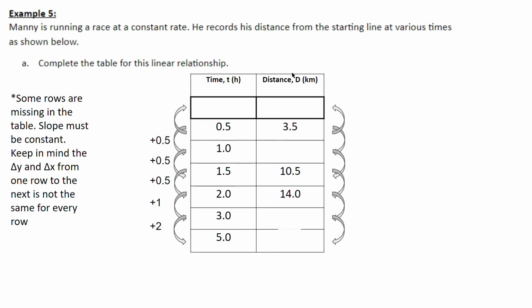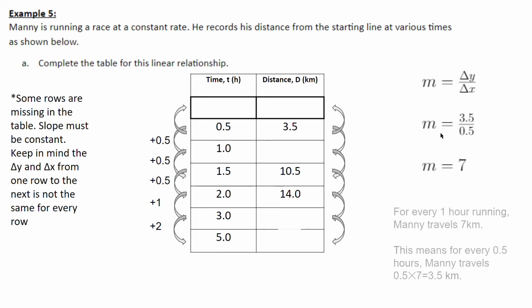So, in order to find those missing values, we need to first calculate the slope. So we have that our delta y and delta x over here is 3.5 and 0.5. So what does this mean for us? Well, that means that for every hour spent running, he will run 7 kilometers. So let me say that again. For every hour that Manny spends running, he'll travel 7 kilometers.